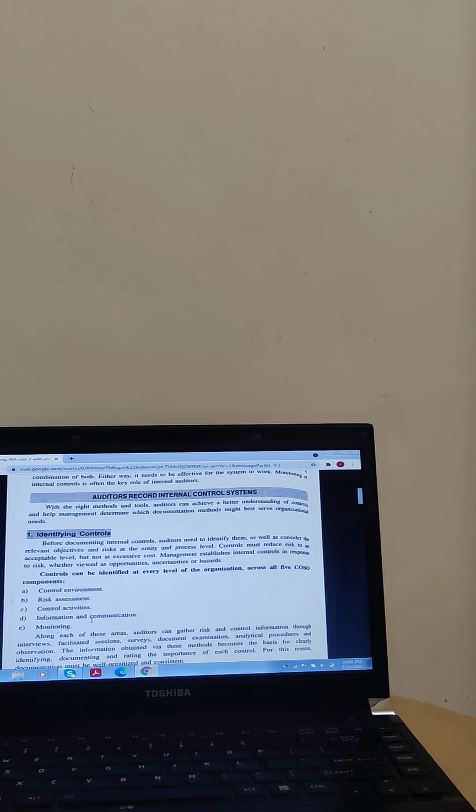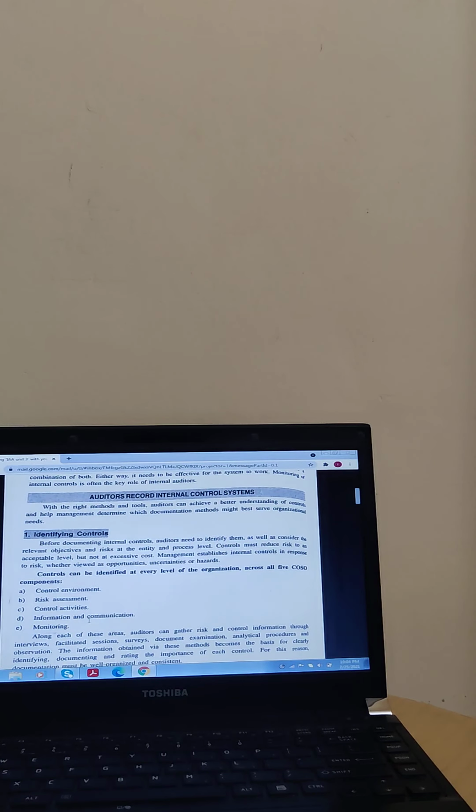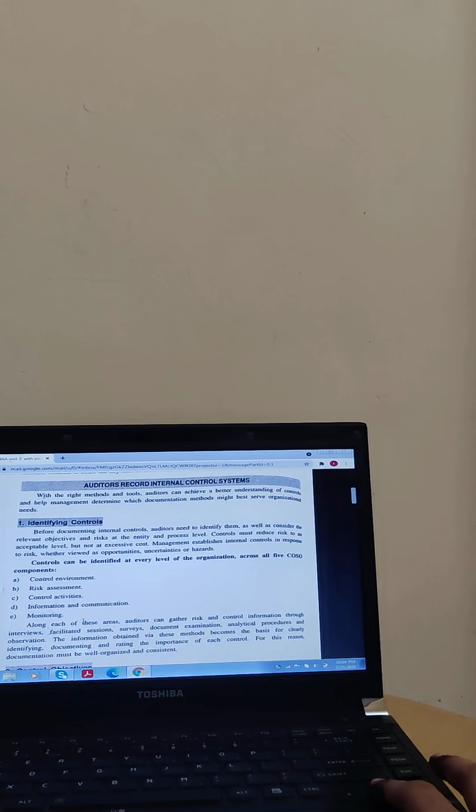Moving on to your next topic, you have auditors record internal control systems. Auditor record internal control system is again just like your previous topic, wherein the auditor can achieve a better insight, a better understanding about what the management is all about, and what is the reason for which the organization is existing, and how you need to go about documenting the entire activities of the organization. First one is auditors record internal control system.